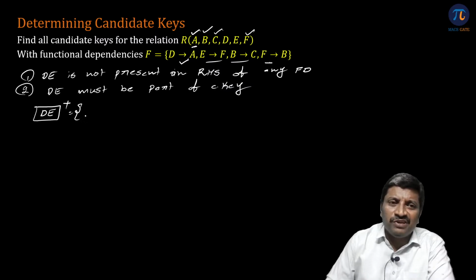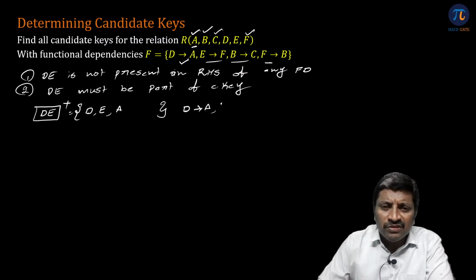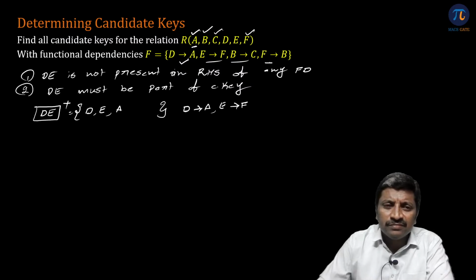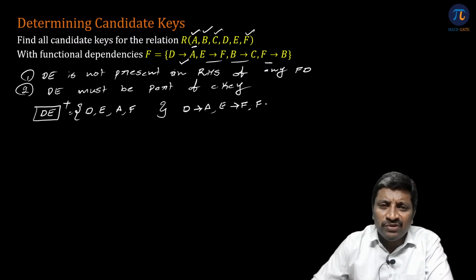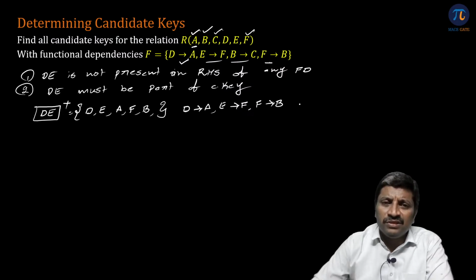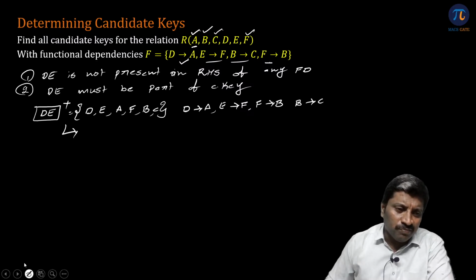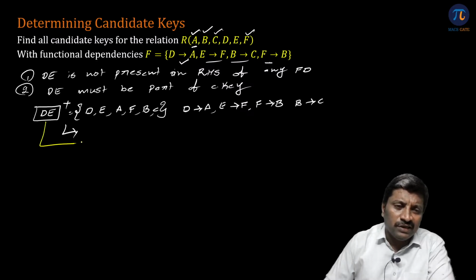What is the closure of D comma E? D, E. Anything else? With the D, I can get A. Then with the E, you can get F. Then with F, you can get B. With B, you can get C. So we got all values. What does it mean, sir? It is a candidate key.